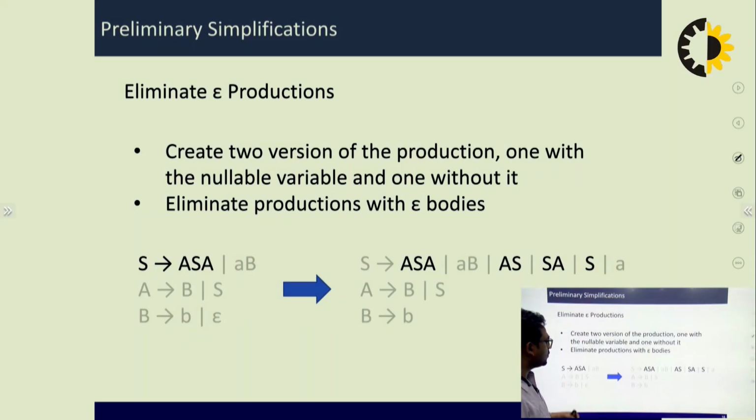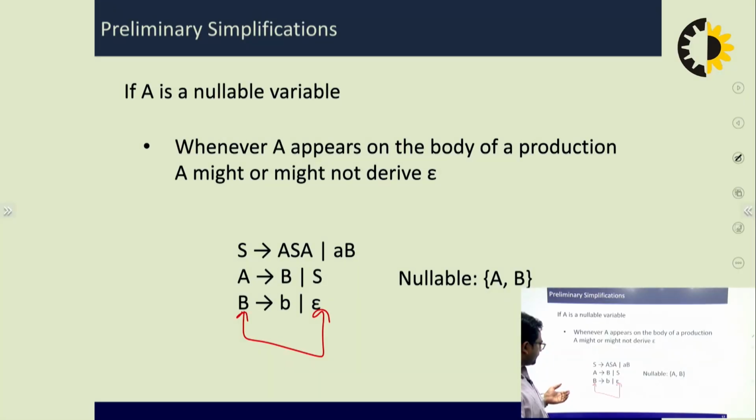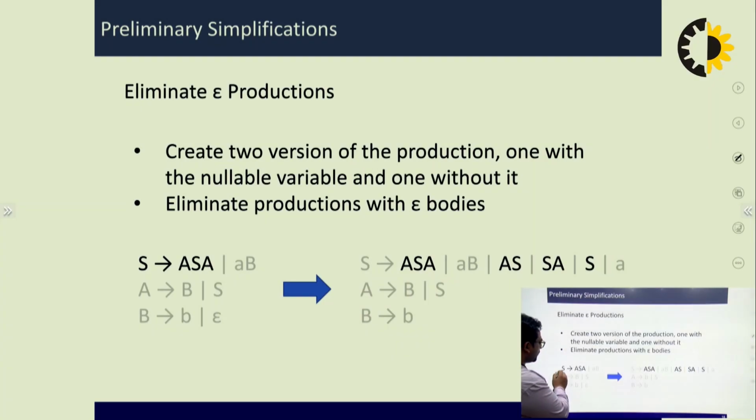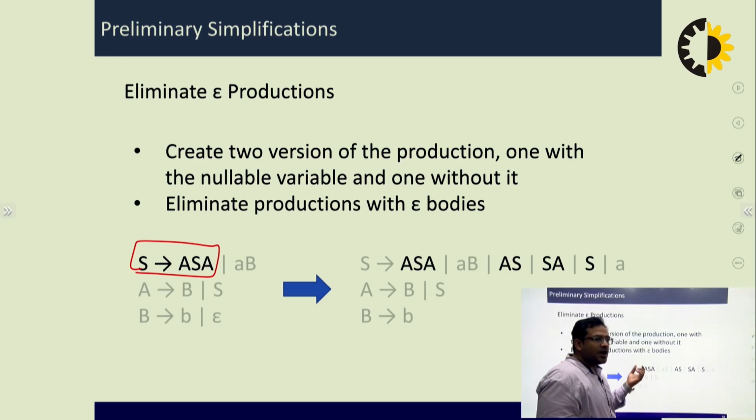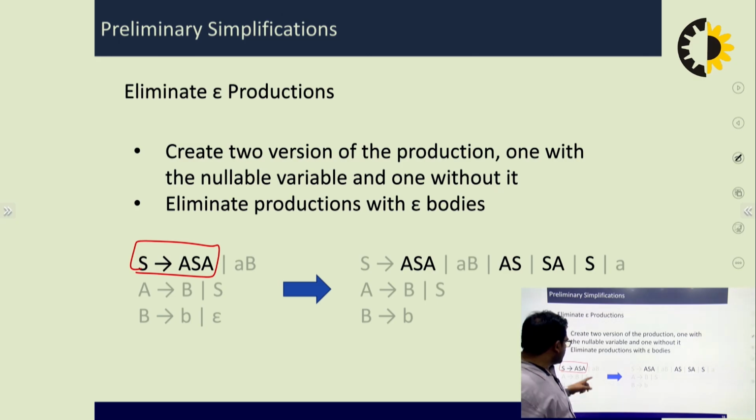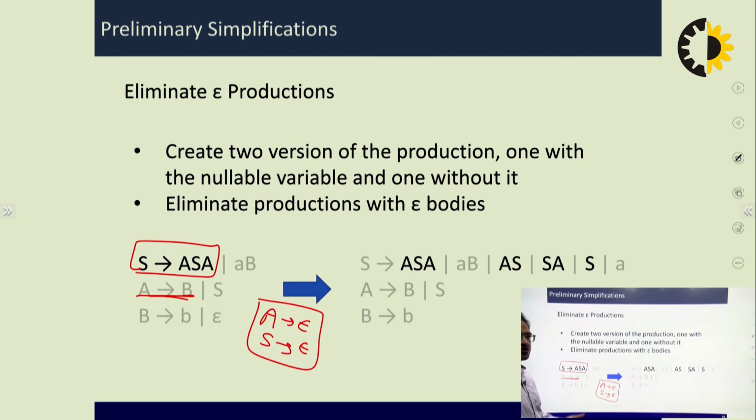In this, we can take the production S tends to ASA. So S tends to ASA. Now we have to put the epsilon value. If we put epsilon in the place of B, we also get A tends to epsilon, and also S tends to epsilon. These two productions are also generated when we put epsilon into these productions, right?